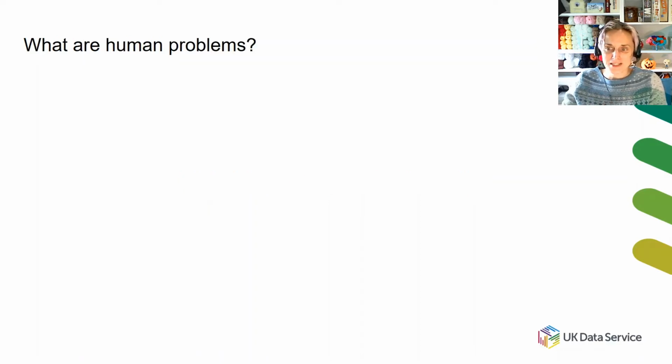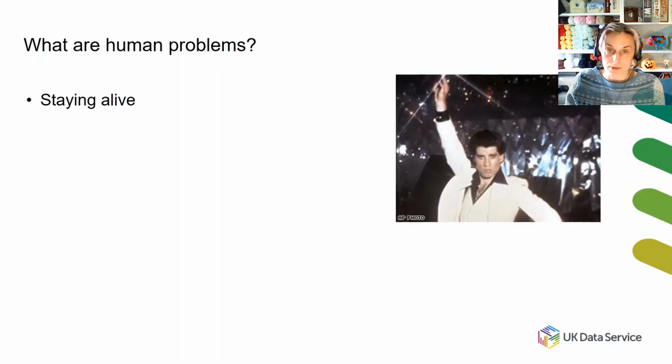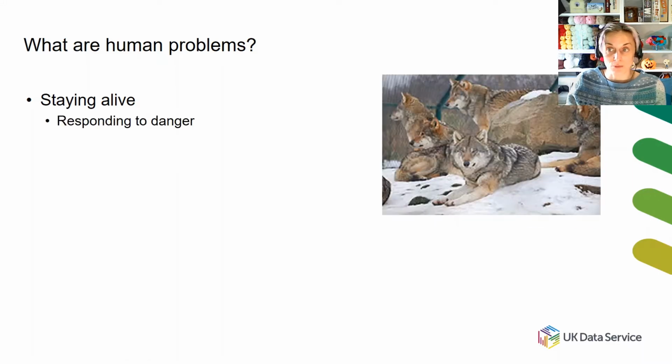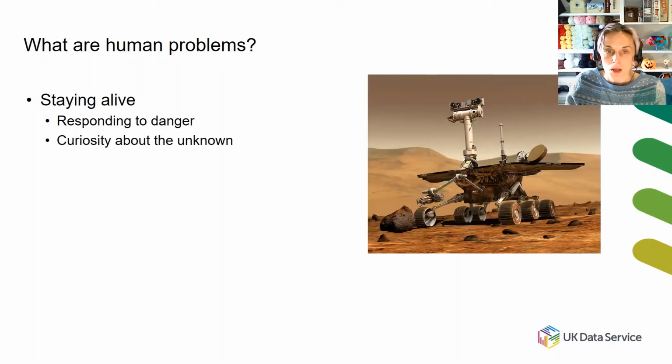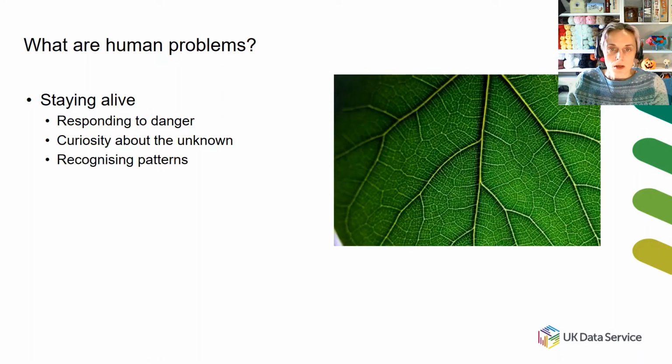For example, we need to be aware of what are human problems. Human problems, or indeed living thing problems, like staying alive, involving responding to danger, fast danger like wolves, but also slow danger like dying of thirst. Curiosity about the unknown, so that we know, is this dangerous? Is it useful? Recognizing patterns. This helps us respond better to danger or resources around us. So we have to be able to recognize, for example, whether a set of footsteps is a dangerous animal or a person that we know or a completely new thing that we've never seen before, and we should be curious about it.